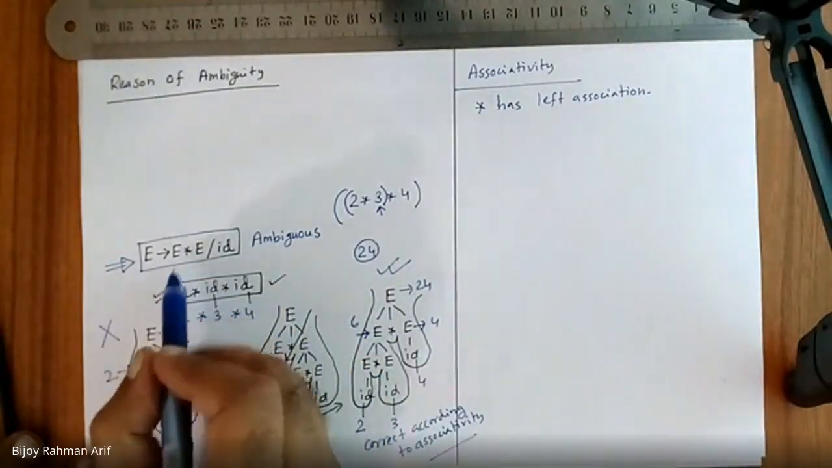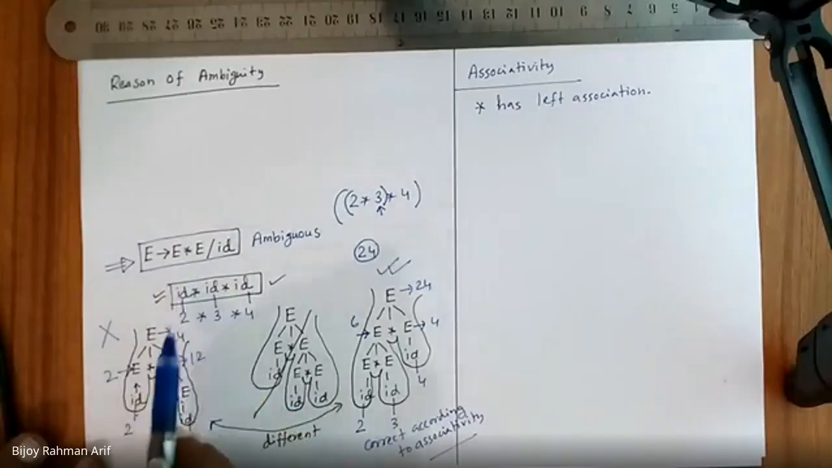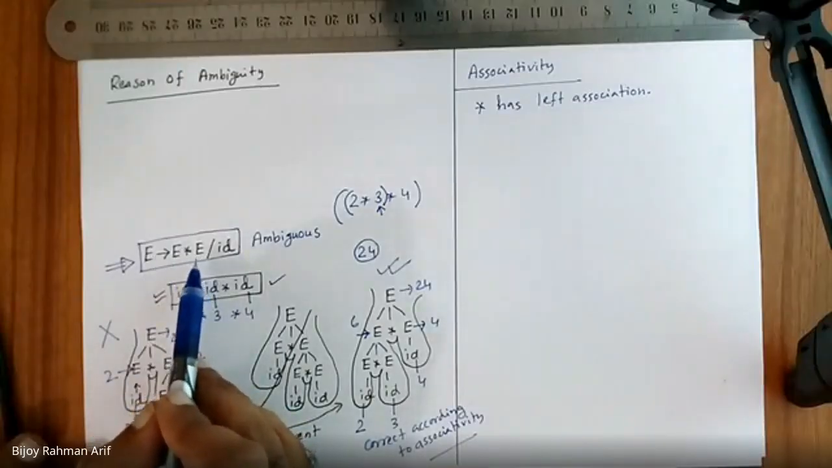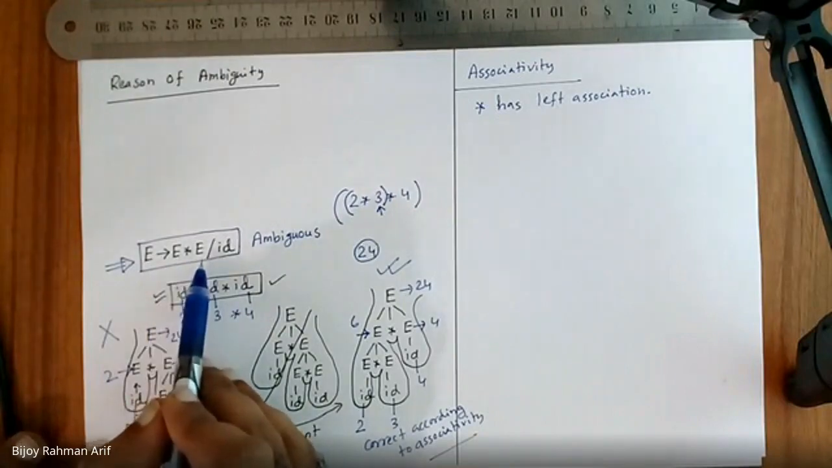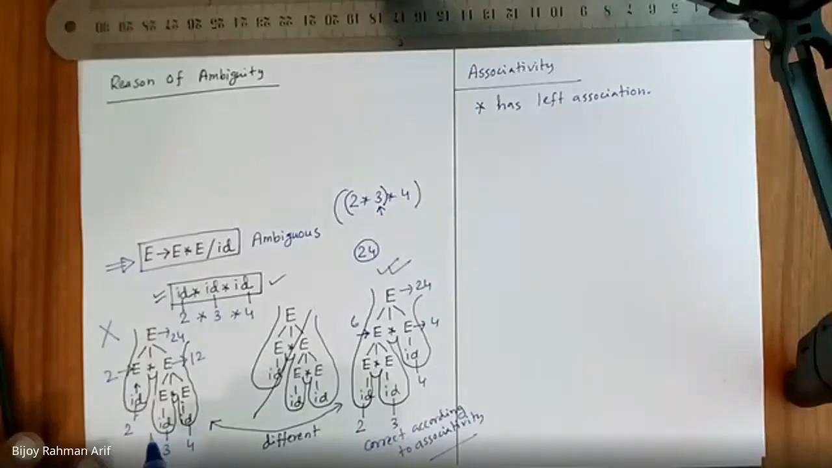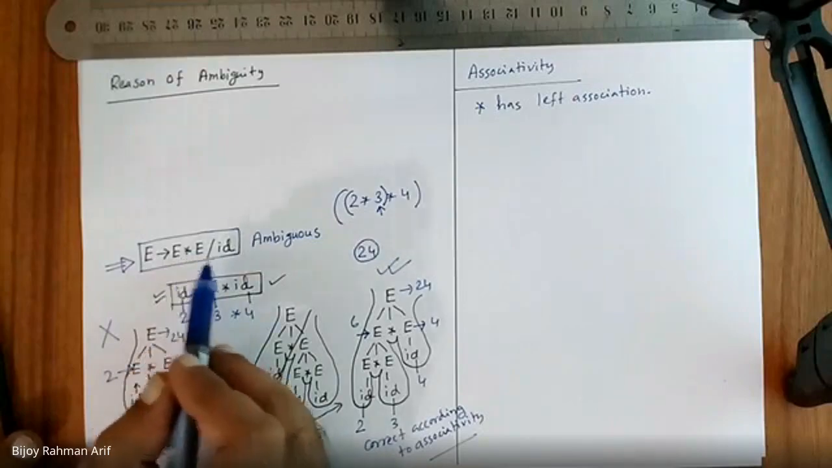Go to this line. E derives E star E. Here the recursion is on the left side and also on the right side. Am I right? Yes, sir. So this wrong parse tree is generating because there is a recursion on the right side.